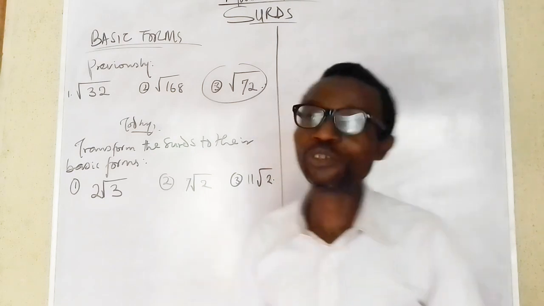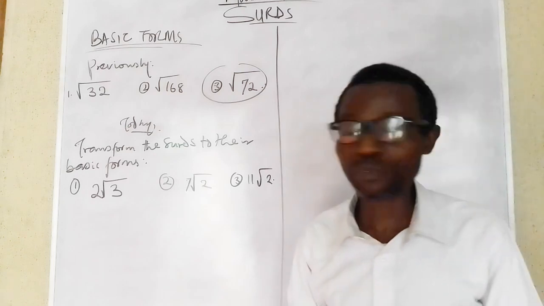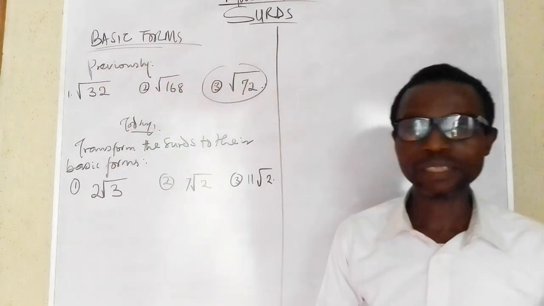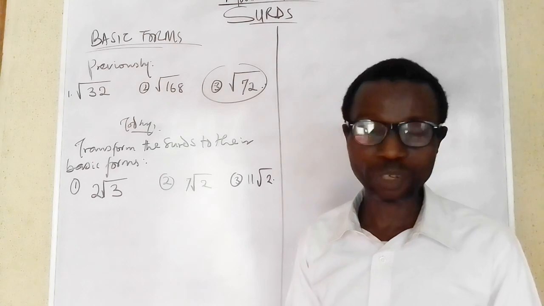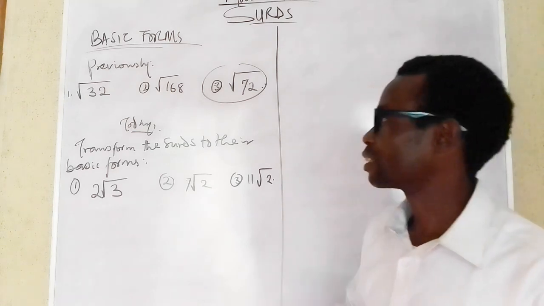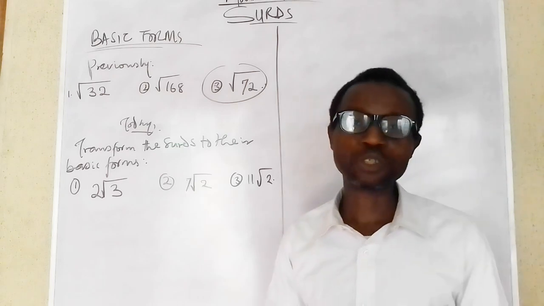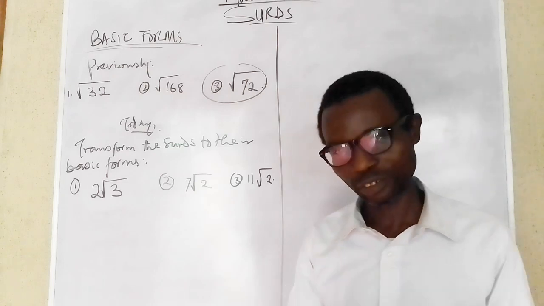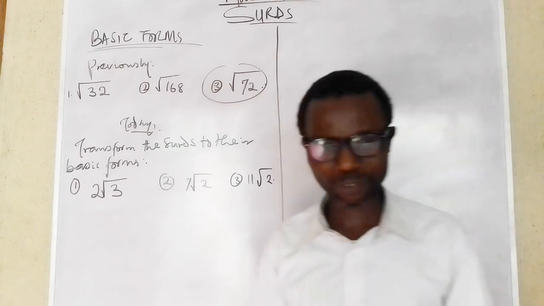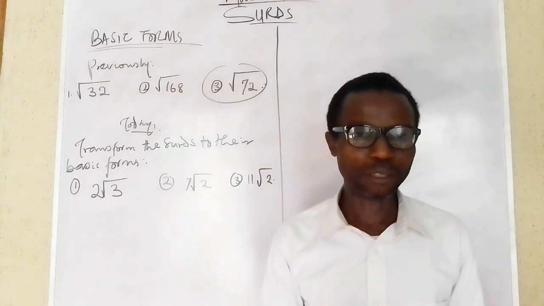Now we'll continue on Surds. Previously we defined surds and looked at them in respect to rational numbers and irrational numbers, explaining what both mean. You may want to go back to the previous video to remind yourself, or perhaps get to know it if you just joined us for the first time.